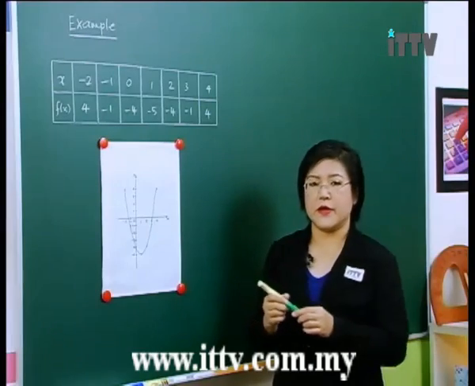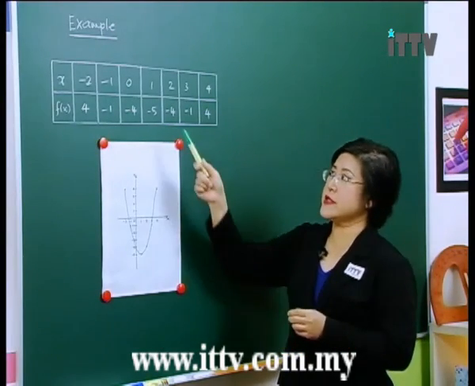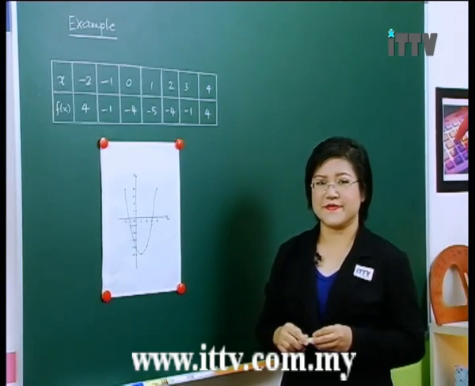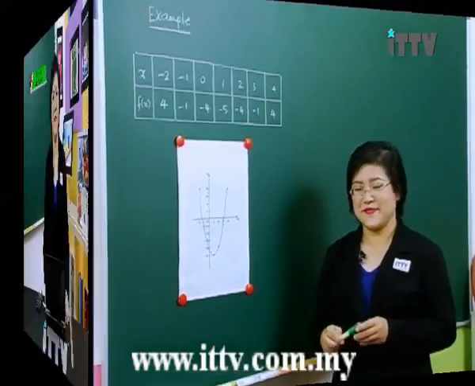And there you have it. This is the way that we will draw a graph given a table of values for our quadratic function. Let's go back to the slides and look at another example.